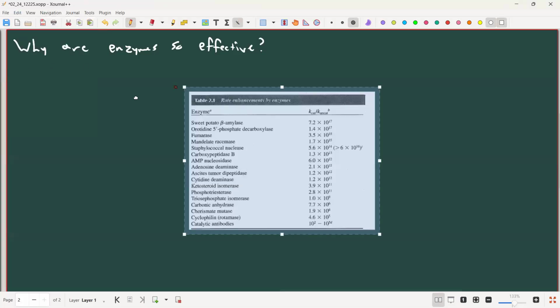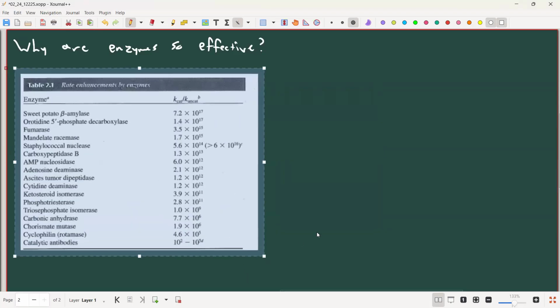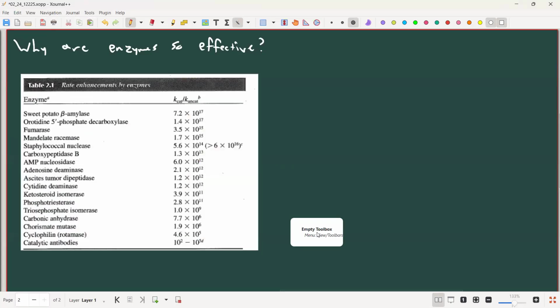So here's a selection of enzymes. And this is the ratio of their rate catalyzed versus uncatalyzed. So there's a series of different reactions. We can look at them if we like. But anyway, the rate enhancement ranges from a factor of 10 to the 5, sorry, 100,000 times faster, up to 10 to the 17. Right? That's 720 quadrillion times faster. Right? So basically, what does that mean?